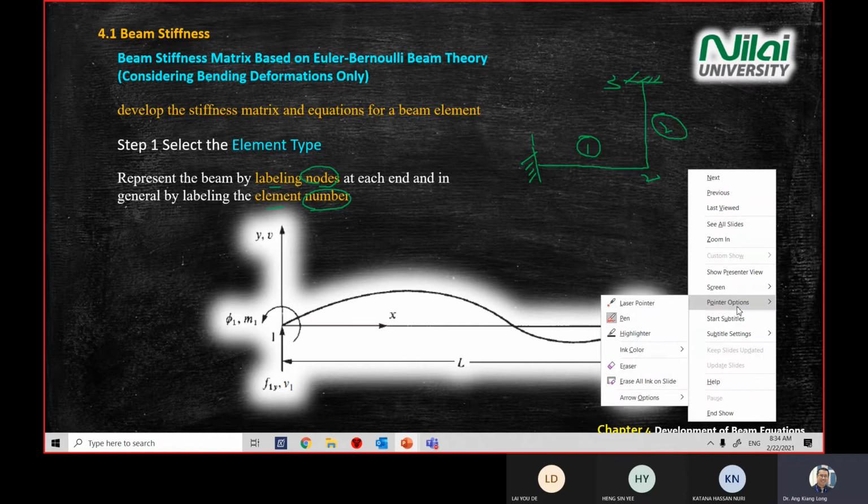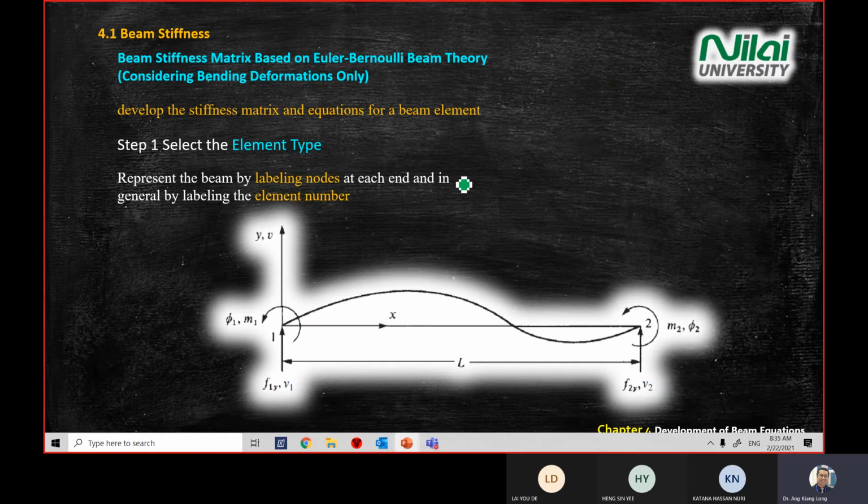Every time you solve a beam question, and if the question asks you to find the stiffness matrix, it is important. The first step is you look at the beam and label the element. Second step, label the node. Because later you need to write the formula notation. So these are the first steps.